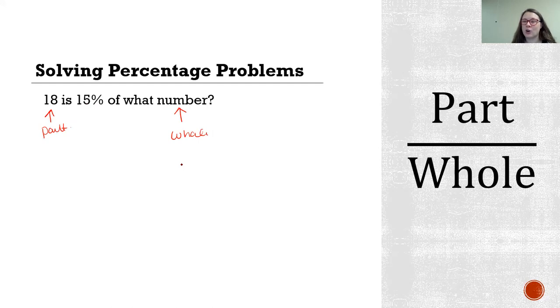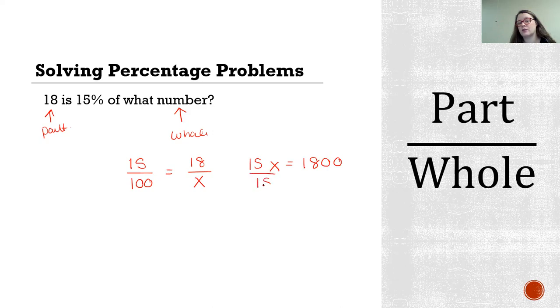These questions I always set up in the ratio method. It works for my head, and I don't know why I always do that, but I do. So when I set this question up, I'll go 15 over 100 is equal to 18 over x out of something. Simply do cross multiplication to solve for a ratio. So 15x equals 1800 divided by 15. X is equal to 120.